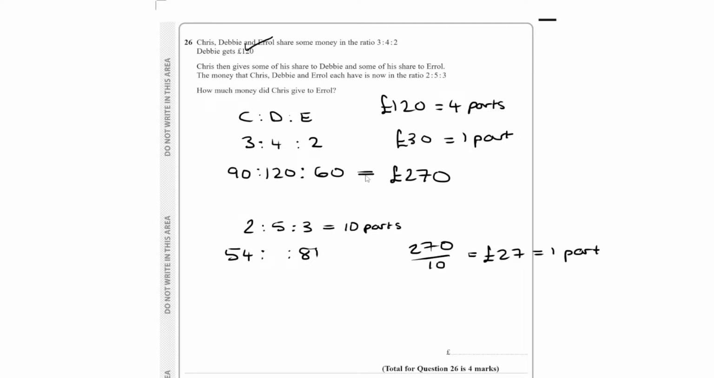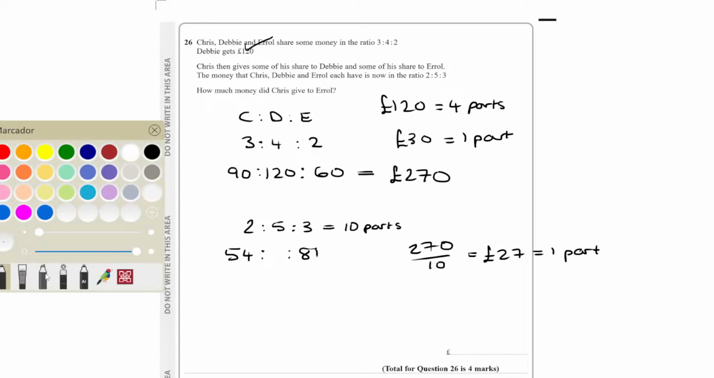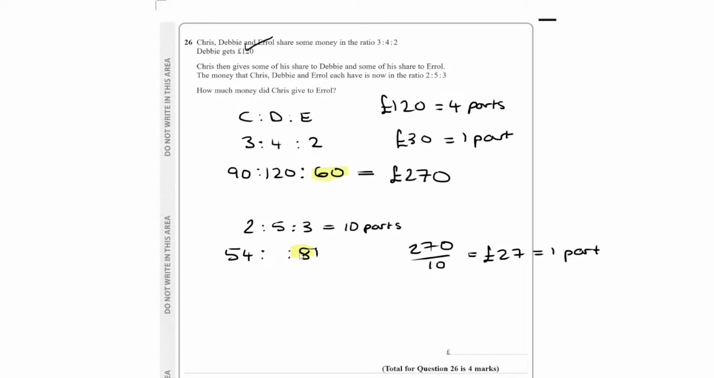Well, I guess you could work out probably just one of them. Yeah, we probably don't even need Chris actually. Just looking at Errol. Errol used to have £60, now has £81. So do you see the difference? Let me highlight that. We actually don't even need this. Let's not even worry about that. We just need to look at Errol, isn't it?